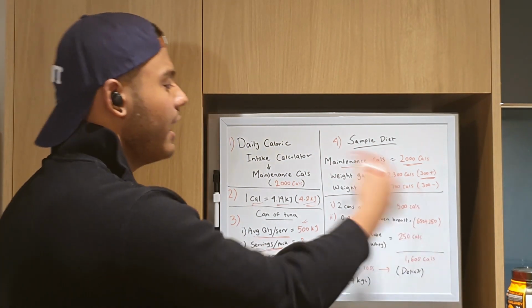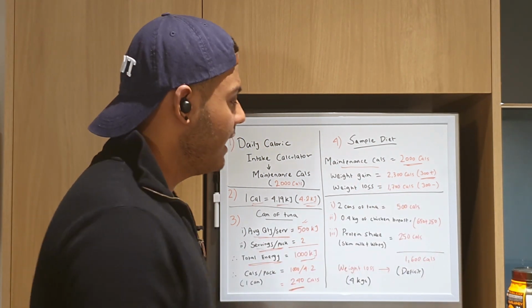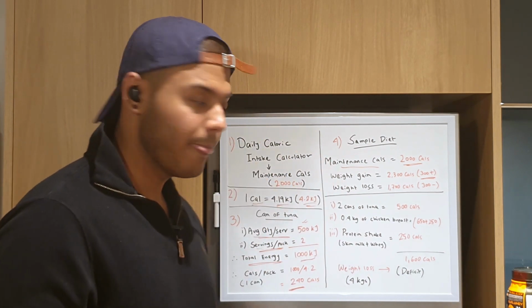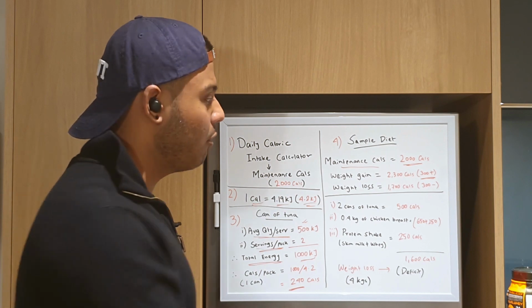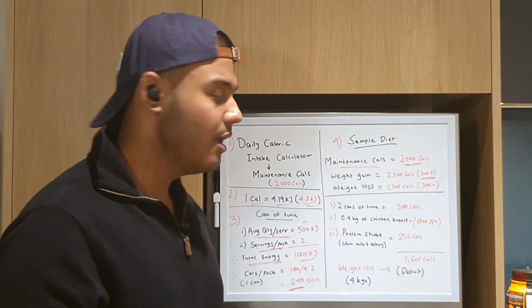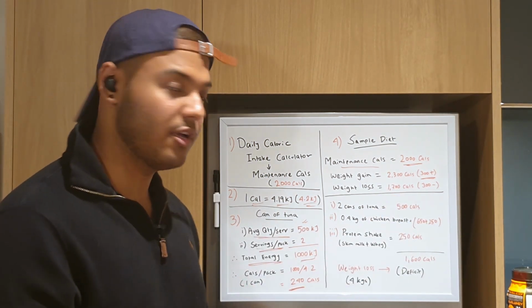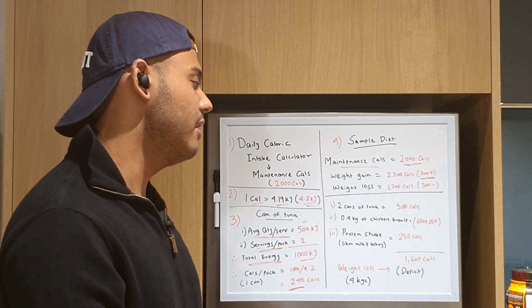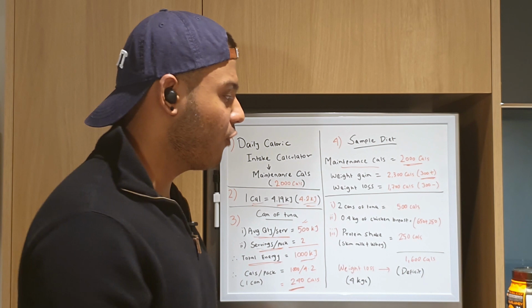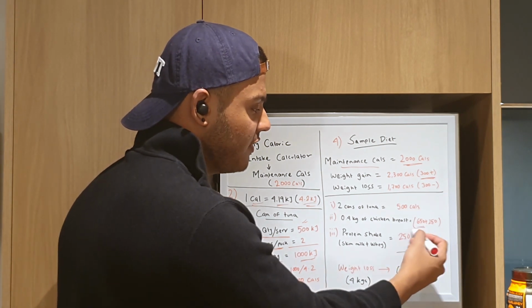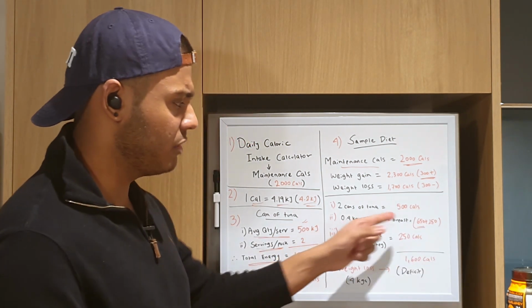Now, a sample of what I consume every day is 2 cans of tuna. If 1 can of tuna is around 240 calories, 2 cans of tuna will be approximately 500 calories. I'm rounding them up so it's easier for you to understand. And I consume 0.4 kilograms of chicken breast for dinner, which is around 650 calories.